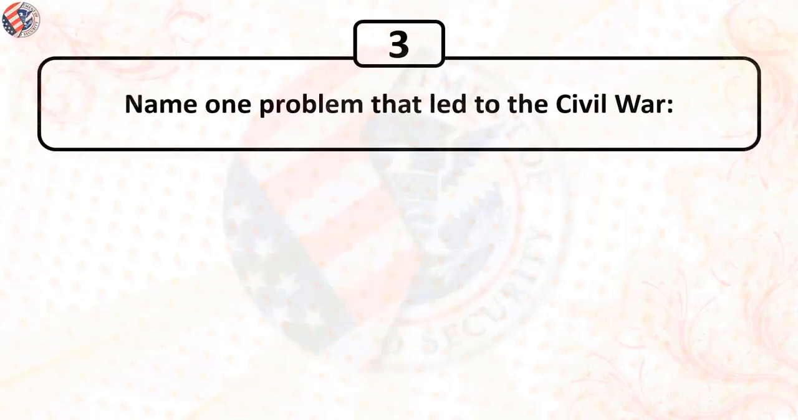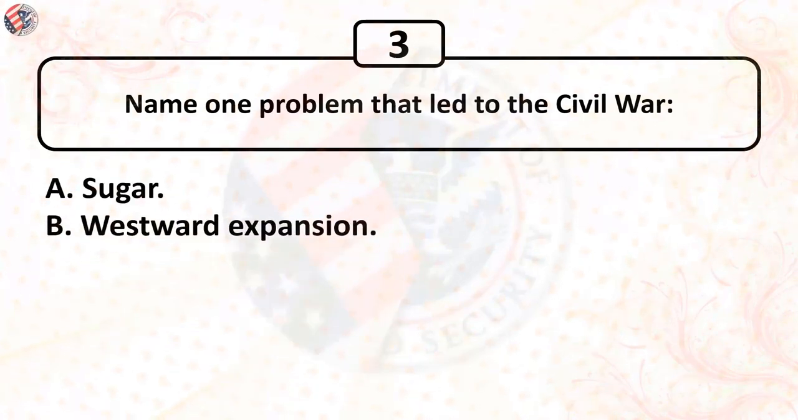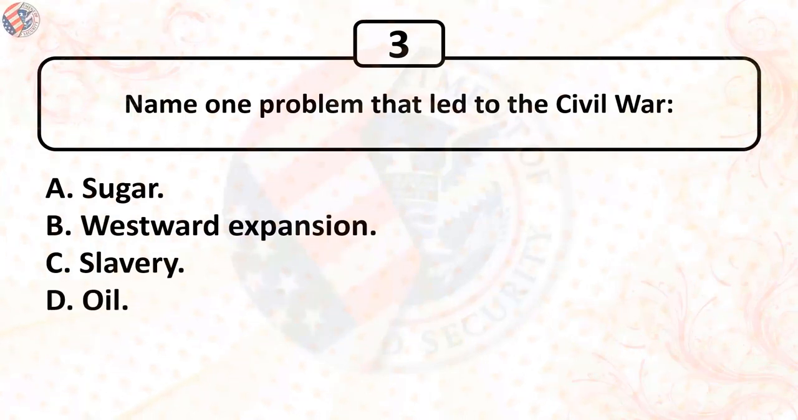Name one problem that led to the Civil War. A. Sugar. B. Westward expansion. C. Slavery. D. Oil.